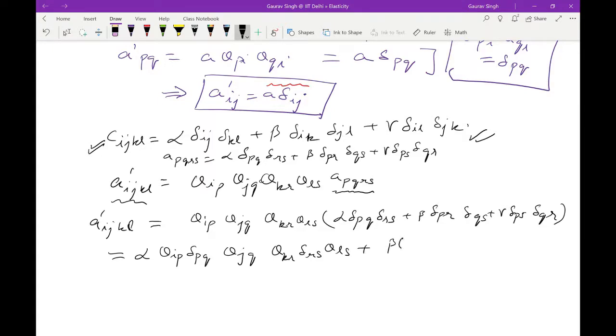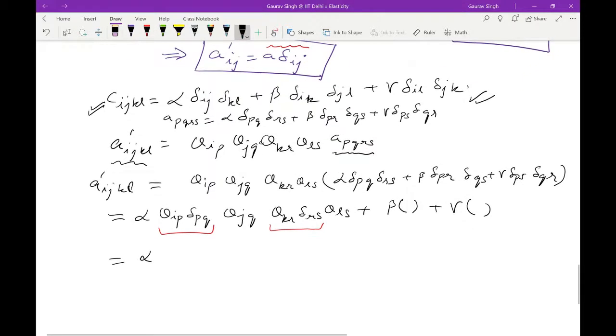Plus there is a beta term not writing, there is a gamma term not writing. Okay, let's see how some commonalities can definitely be done. So let's put out this as alpha, and QIP delta PQ. This would work only when P is equal to Q. Every other term will be equal to 0. So you have this, and then this term would work only when R is equal to S, plus the beta term plus the gamma term.